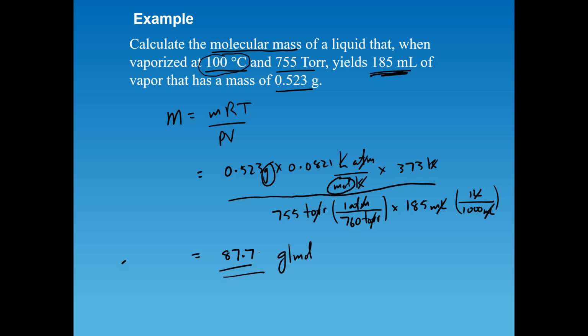So that's the answer, 87.7 grams per mole, which means, again, like we did the last time, we have to state that the molecular mass is equal to 87.7 AMU. All right, and that's basically how we do that.